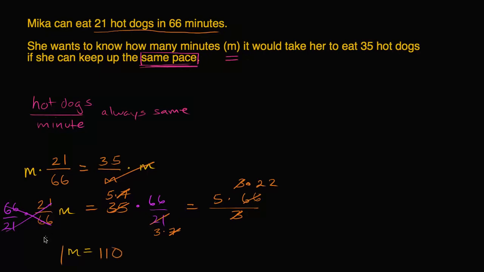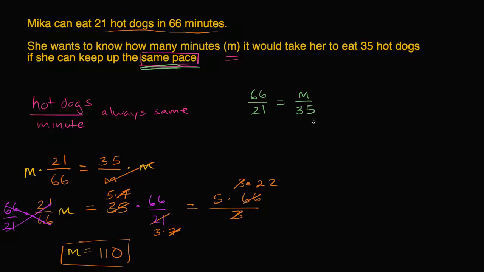So it would take her 110 minutes to eat 35 hot dogs at the same pace. Now, some of you might have tackled it with a different equation set up. Instead of thinking of hot dogs per minute, you might have thought about minutes per hot dog. In that situation, you might have said, okay, it took Mika 66 minutes to eat 21 hot dogs, and it's going to take her m minutes to eat 35 hot dogs. And if it's the same pace, then these two rates are going to be equal. They have to be the same pace. And so then you can solve for m.